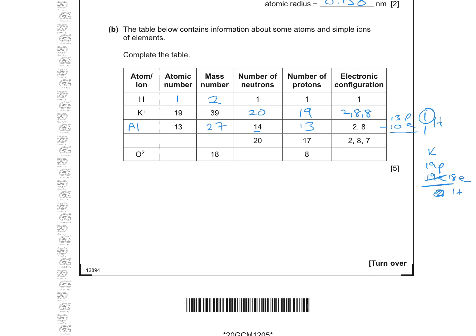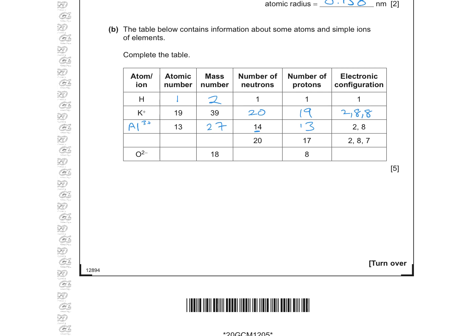That means that there are 3 extra positive charges. So going back to this side, it's not an aluminium atom, it has to be an aluminium ion, and it's going to be 3 plus, or +3.